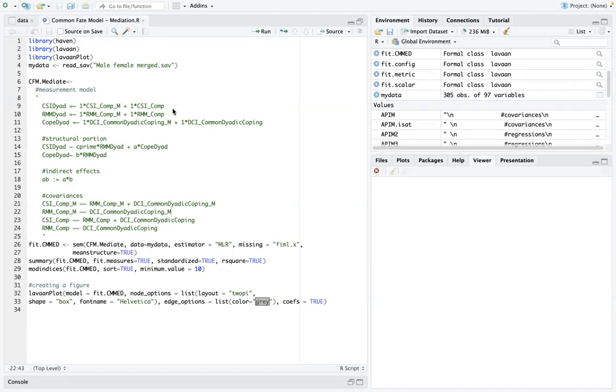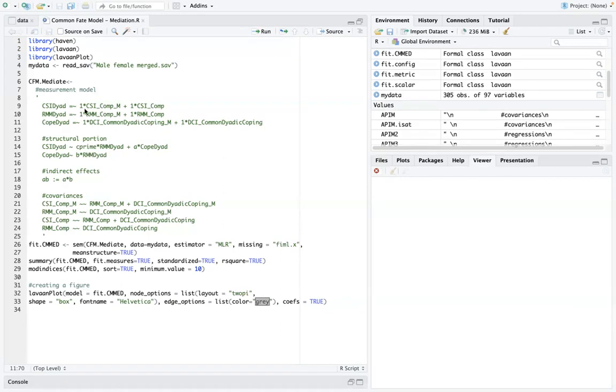So first, we will begin to go over the syntax. I will be using lavaan, and we'll also create a very simple, rudimentary diagram so we can begin to visualize our model. We will first talk about the measurement syntax. Again, it should look fairly familiar for those of you who have analyzed the common fate model before.